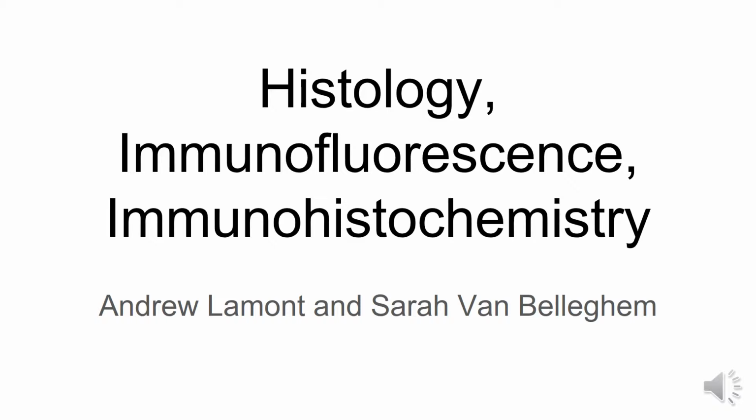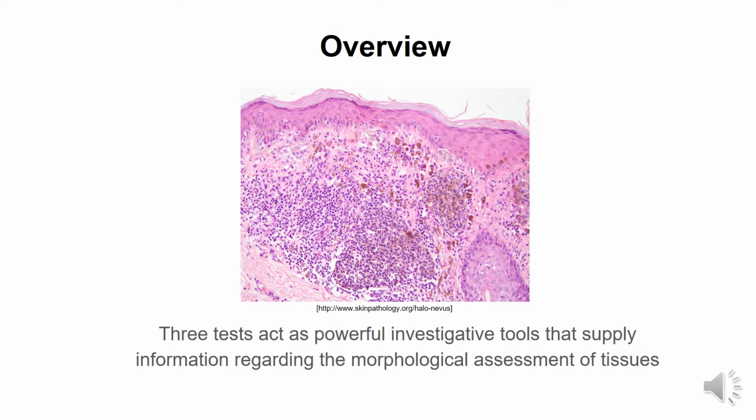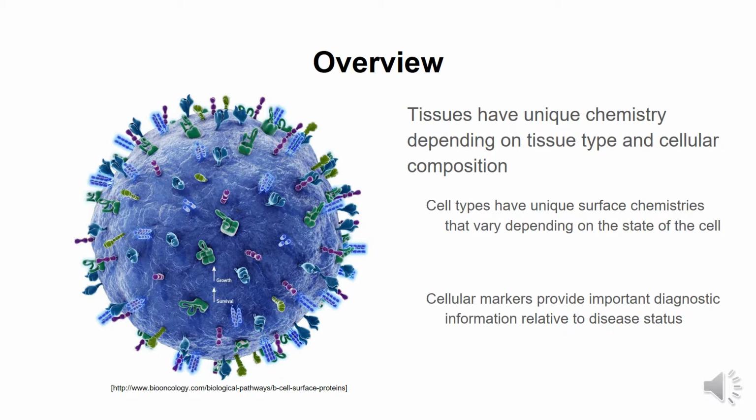And we'll be discussing histology, immunofluorescence, and immunohistochemistry. These three testing styles are powerful investigative tools that yield a variety of information regarding the morphology of tissues. A main idea to keep in mind is that different tissues have unique chemistries depending on the type of tissue and the cells present within it. Additionally, individual cells have unique surface chemistries that can vary depending on the state of the cell and its environment. Subsequently, these specific markers provide information that is helpful in diagnosing diseases.